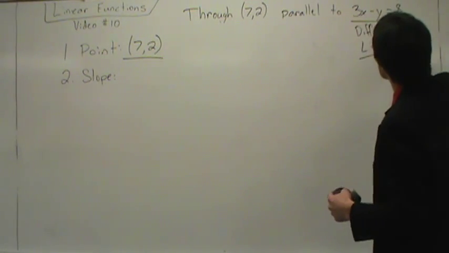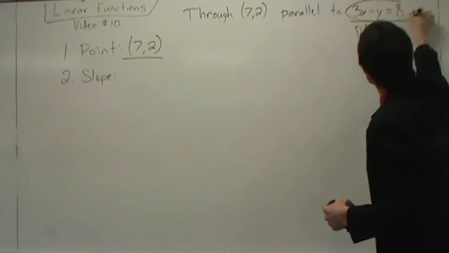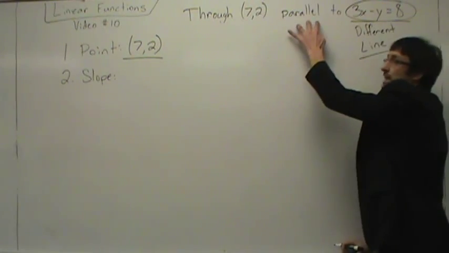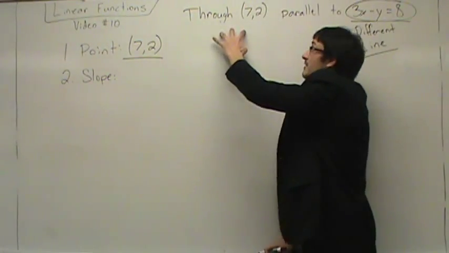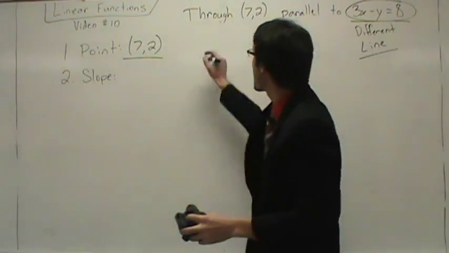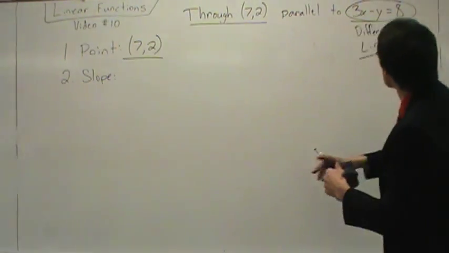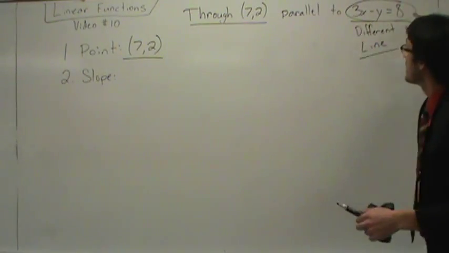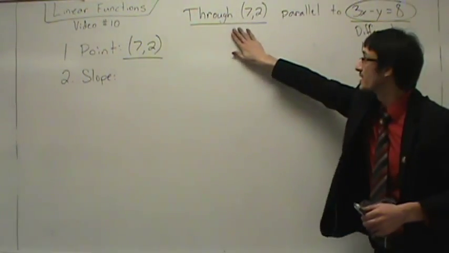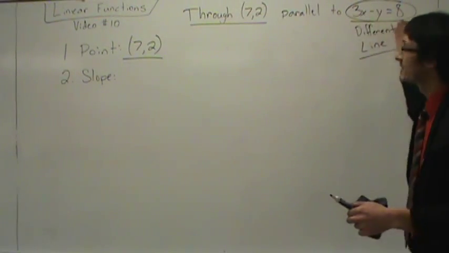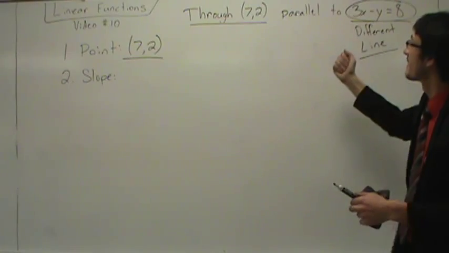Okay, and this different line has an equation. Notice that this different line is parallel to the line that we are trying to find. The line that we are trying to find passes through the point (7, 2), and this other line is parallel to it. I think the confusing part of this problem is how the given information is written, but this is how it's written on the handout sheet.